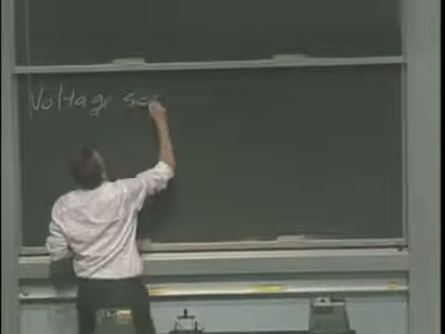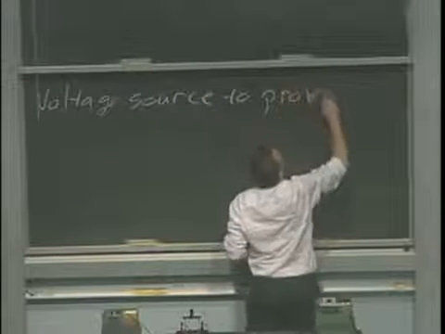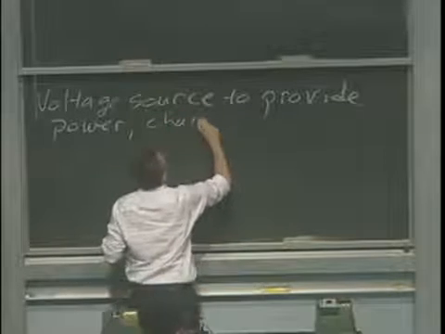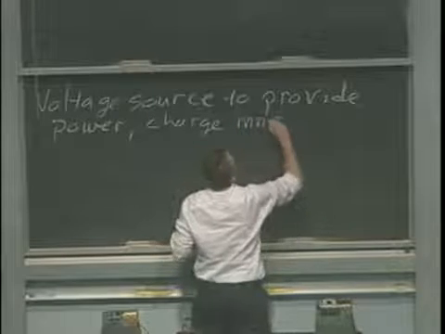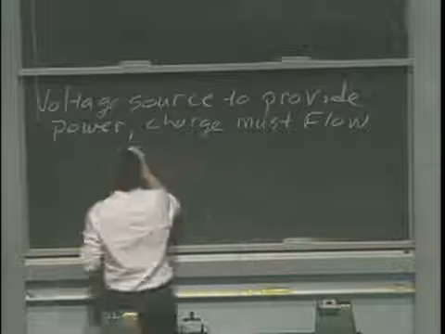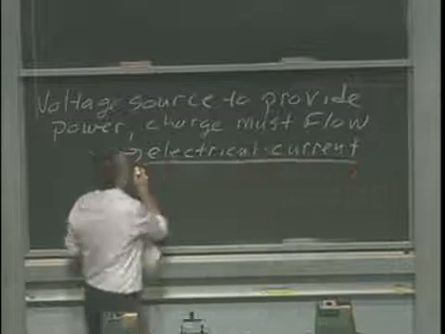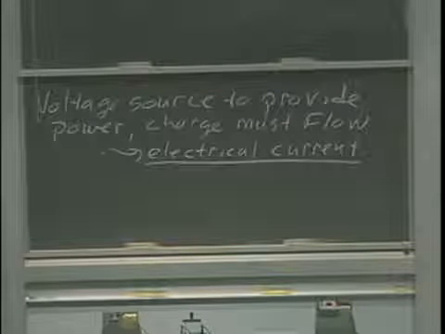Okay, so we've already said for this voltage difference across those plates, we've got electrostatic potential energy. In order to get that energy back, to recover some of it, we have to let charge flow. So for a voltage source to provide power, okay, charge must flow between the positive and negative voltages. So this is what we call electrical current. Okay, it's just a flow of charge per unit time.